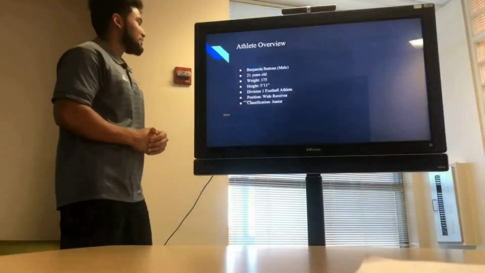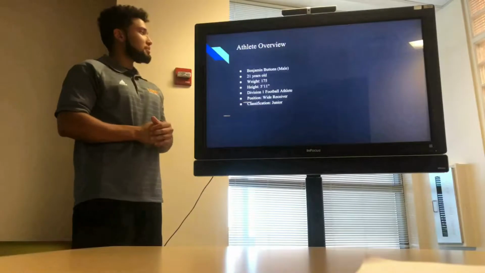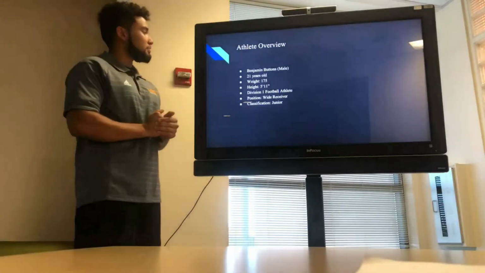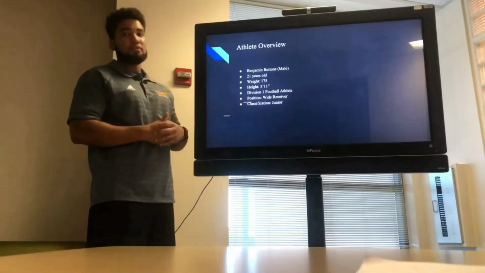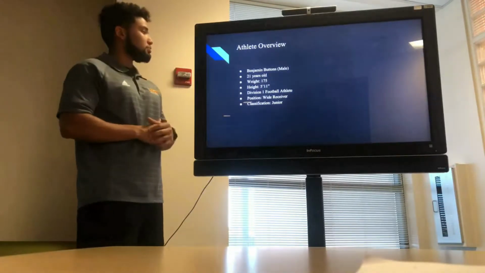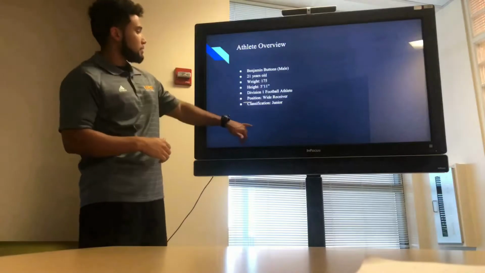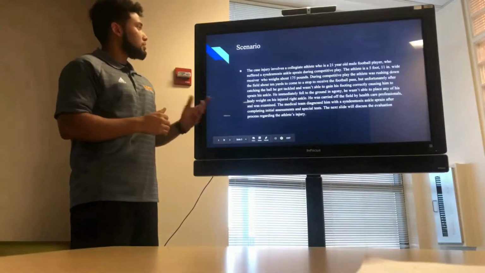So this is the athlete overview. His name is Benjamin Buttons. He's a male, 21 years old. He's 175 pounds, 5'11", and a Division I football athlete. His position is a wide receiver, and he's currently a junior. On the next slide, here's a scenario.